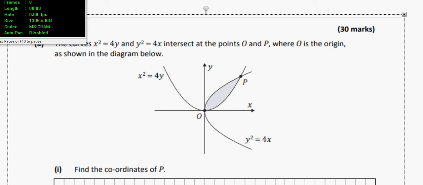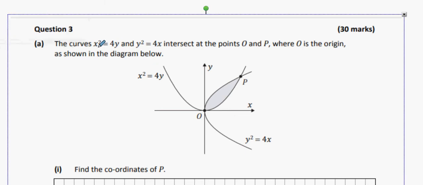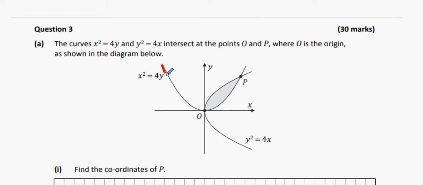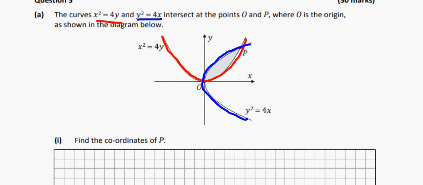Now, the curves x squared equals 4y, which seems to be this red one here, is equal to y squared equals 4x, which seems to be the blue one here. Okay? And what we want to do is find the point of intersection. Now, the point of intersection is where the red and the blue line equal each other.